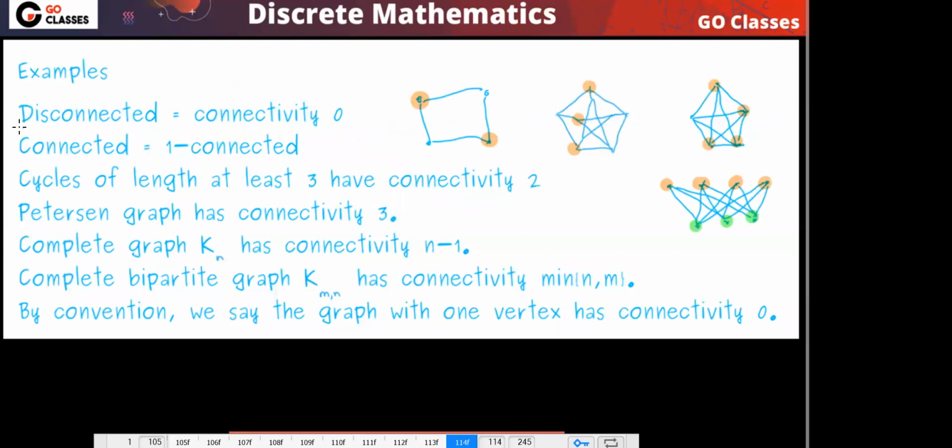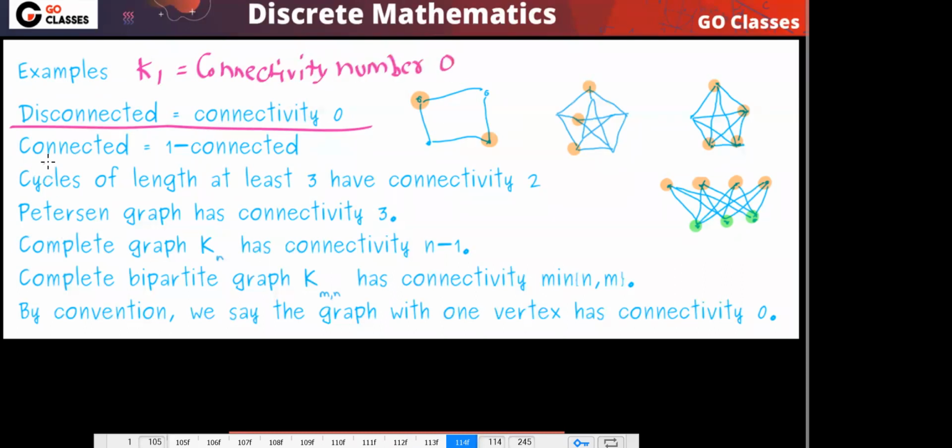So these are some examples. For a disconnected graph, the connectivity number is 0. For a connected graph, the connectivity number is greater than or equal to 1. But remember, for K1, a single vertex, the connectivity number is 0. For all other graphs, you have 1 connected. What about cycles? Cycles of length at least 3 have connectivity 2. This we will see after some time.